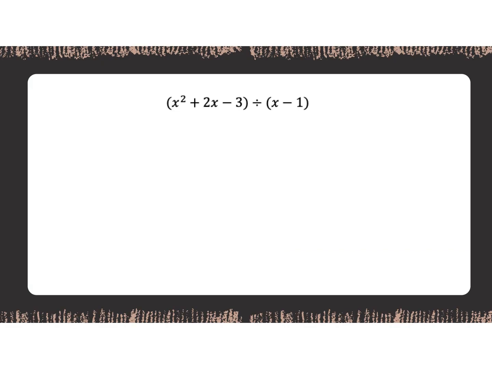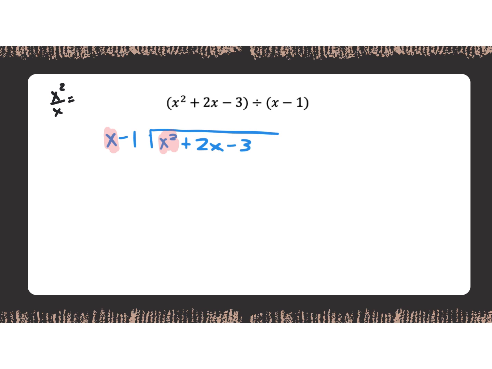So we're going to use that idea to divide x minus 1 into x squared plus 2x minus 3. I'm going to set it up in the same way. I'm going to take x minus 1, and I'm going to divide it into x squared plus 2x minus 3. Then I'm going to ask myself, how many times does x go into x squared? So in other words, what is x squared divided by x?